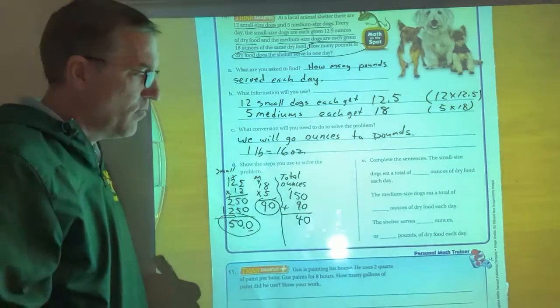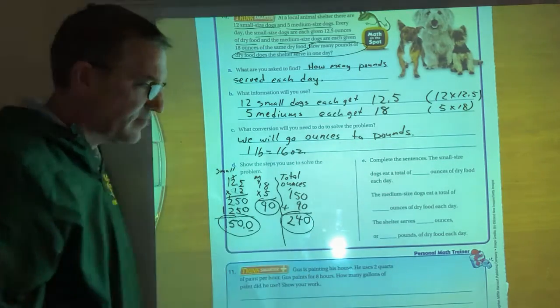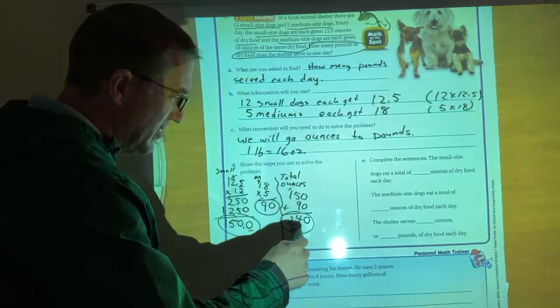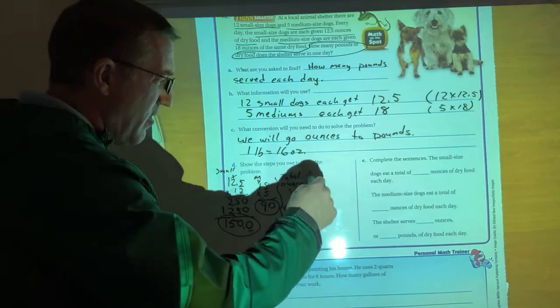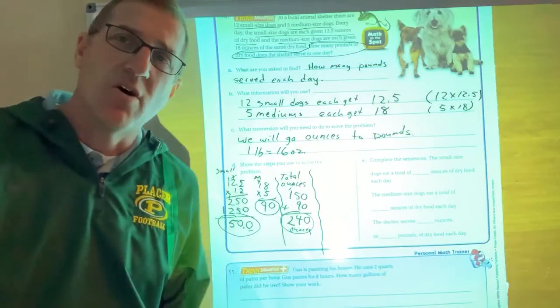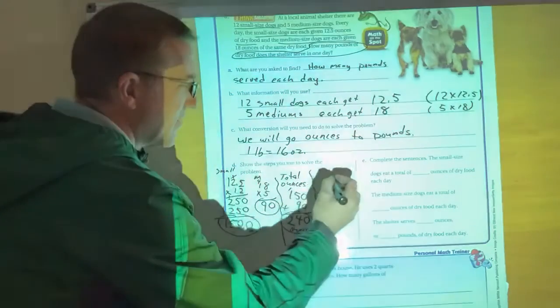And my 1 up there, and 1 plus 1 is 2. I get 240 ounces total. This is ounces. All right, now I need to find pounds. So this is where it gets a little bit tough. I've got to divide 240.